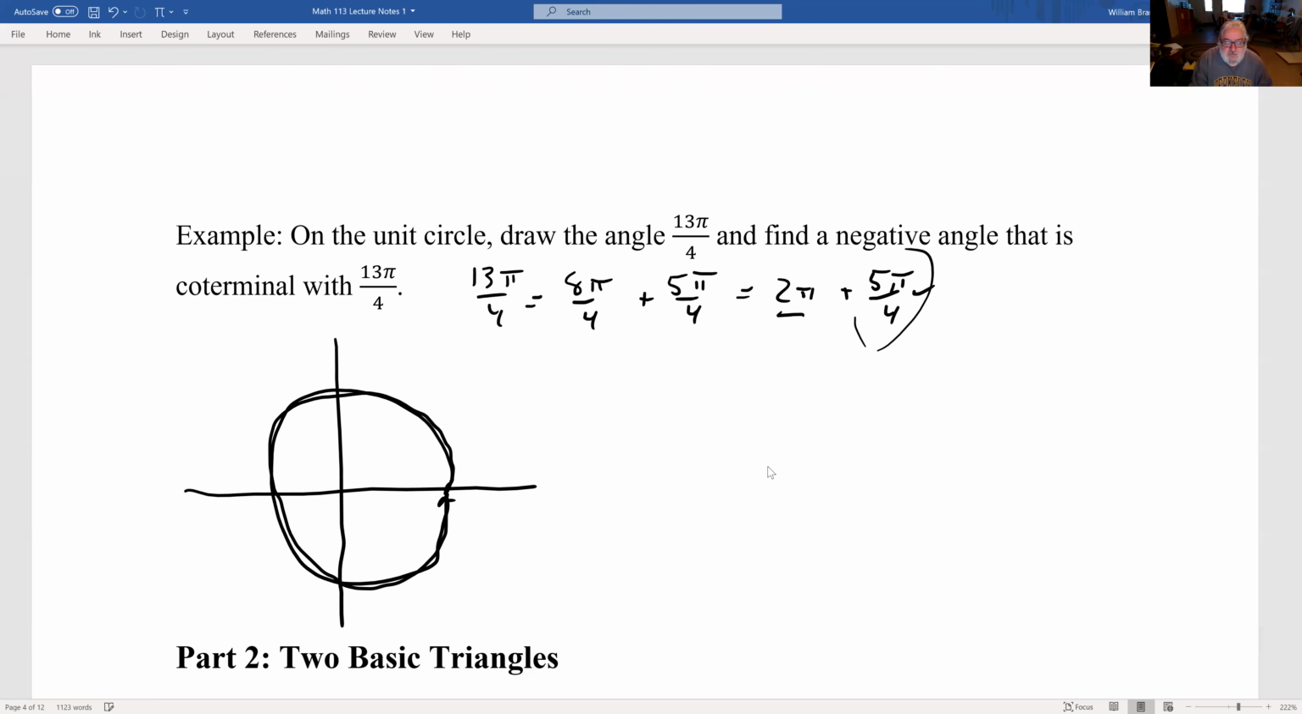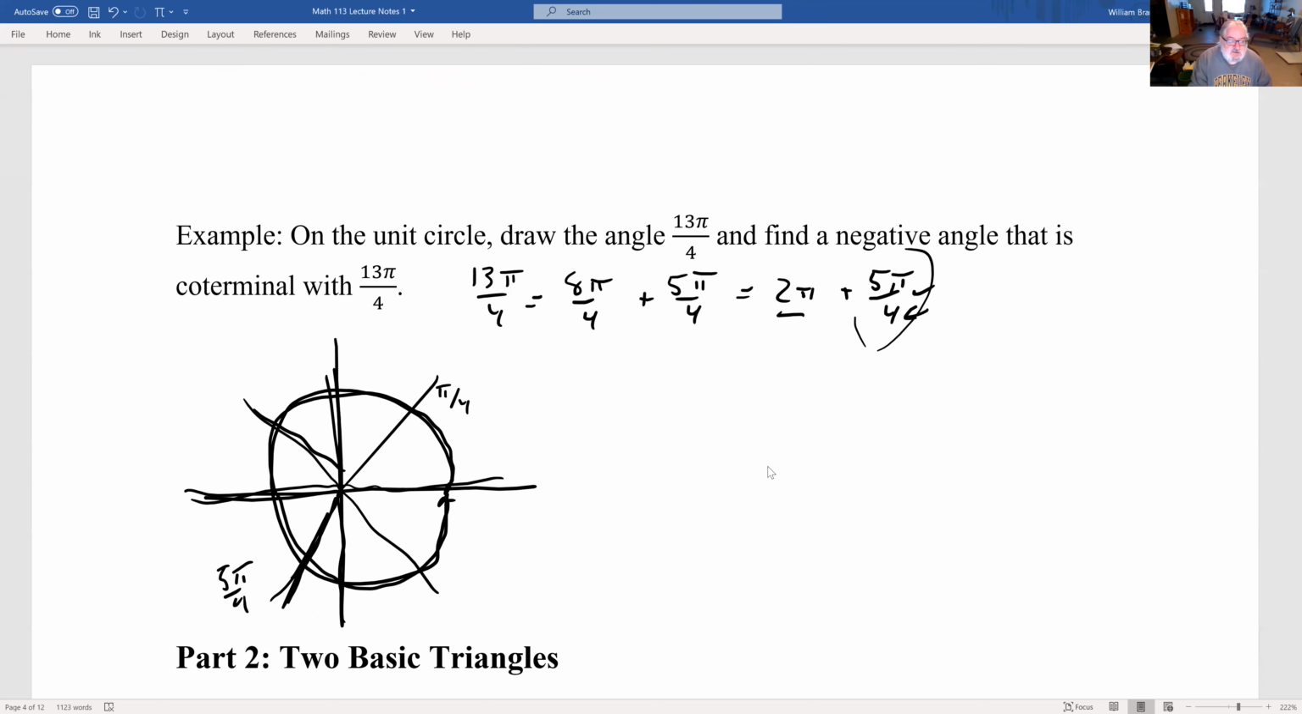So how far is 5 pi over 4? Again, the denominator is 4. So we want 1, 2, 3, 4 angles in the top, and 1, 2, 3, 4 angles in the bottom. 1 pi over 4, 2 pi over 4, 3 pi over 4, 4 pi over 4. This is 5 pi over 4. It's down here.